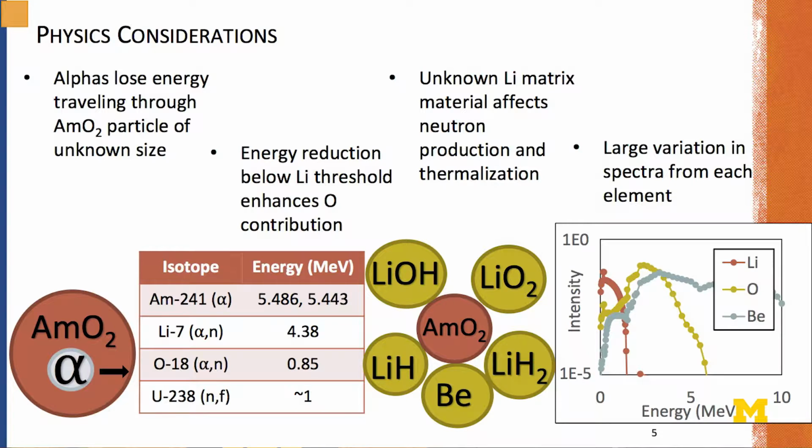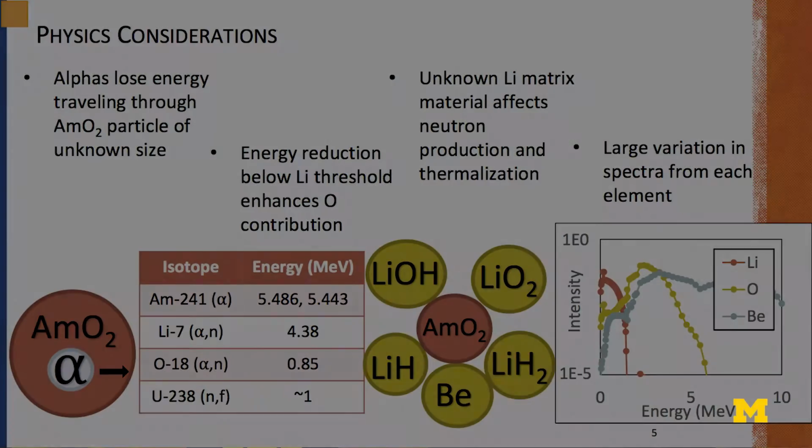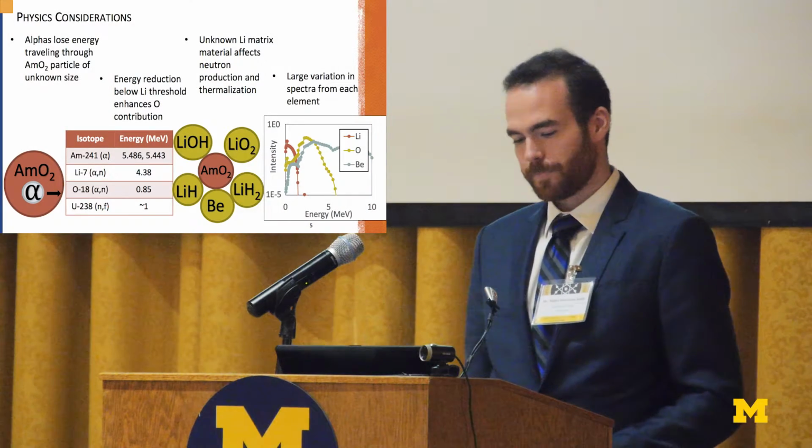So this is sort of what goes into generating a neutron. First, the americium alpha decays, and then your alpha particle is in this americium dioxide particle, and it exits the americium dioxide, and it loses energy the whole time as it's traveling through. And so one of the big unknowns is we don't know the particle size of these americium dioxide particles. And so depending on the particle size, they'll lose different amounts of energy. If they lose more than 1 MeV, then they're below the lithium-7 alpha-n threshold.